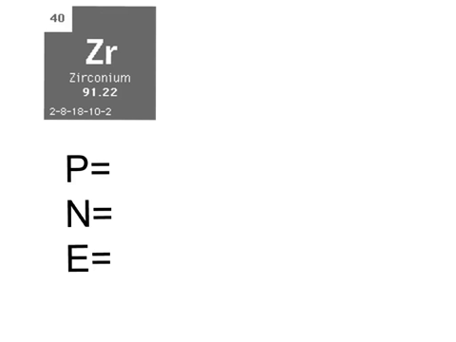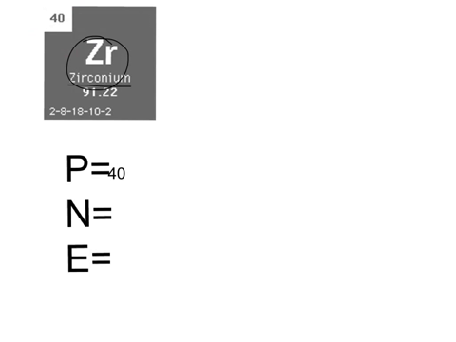I am doing Zr, also known as zirconium, for the periodic table. And first I will be finding the proton, neutron, and electron. To find the proton, you just look at the top number of the picture, and in this case it is 40.